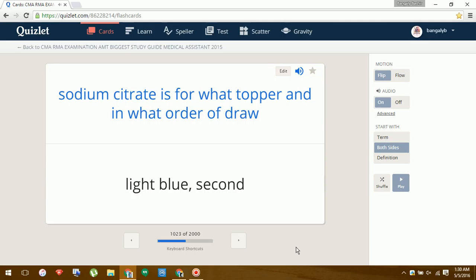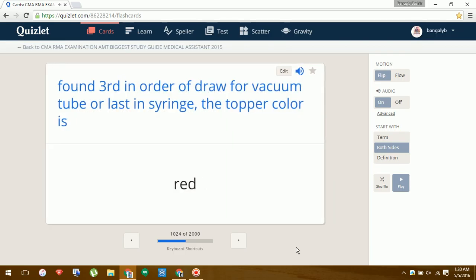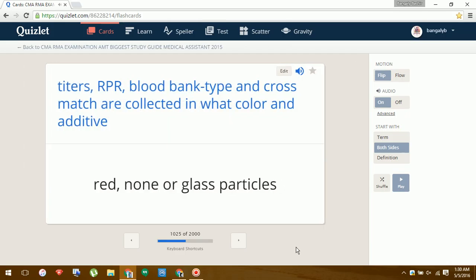Sodium citrate is for what topper and in what order of draw? Light blue, second. Found third in order of draw for vacuum tube or last in syringe. The topper color is red. Titers, RPR, blood bank type and cross-match are collected in what color and additive? Red, none or glass particles.